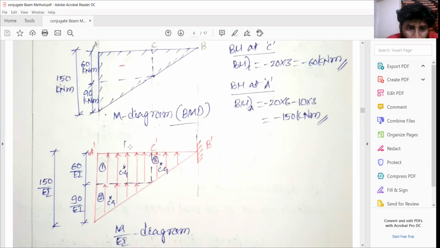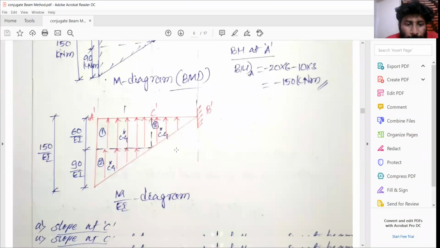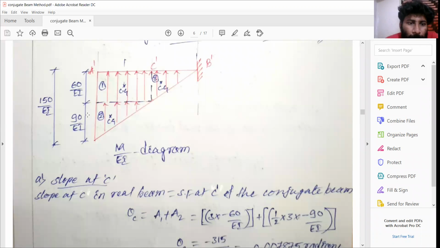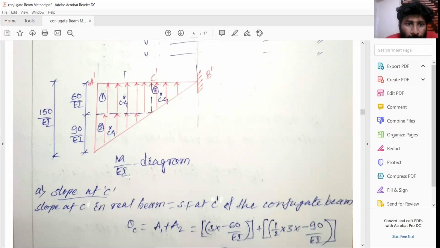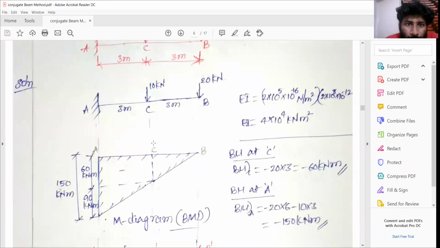So this is from here to here, L by 2. Then it's 3 meter, whatever. So first we have to write the M by EI diagram. Once it's written, we'll move on to find the slope at C. Now I want to find the slope at C, deflection at C, and also slope at B and deflection at B.